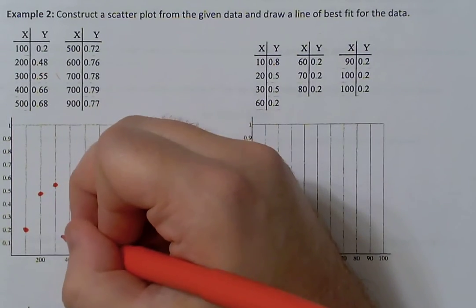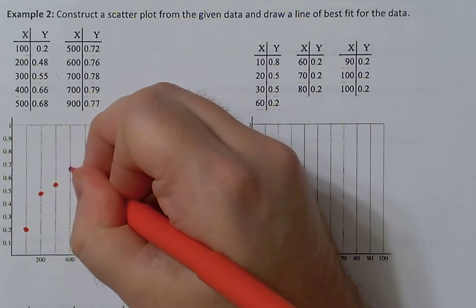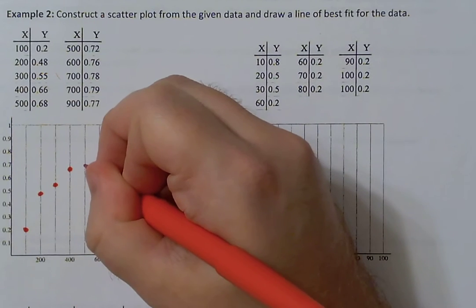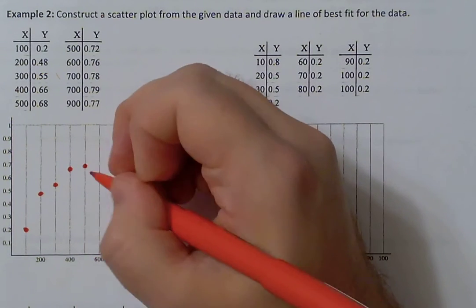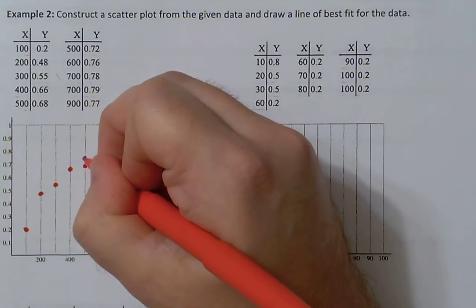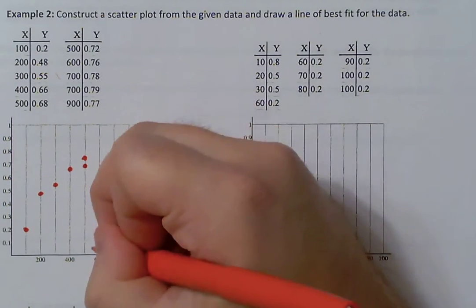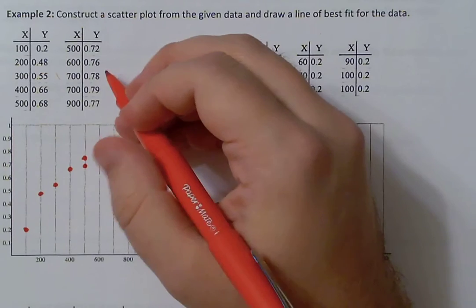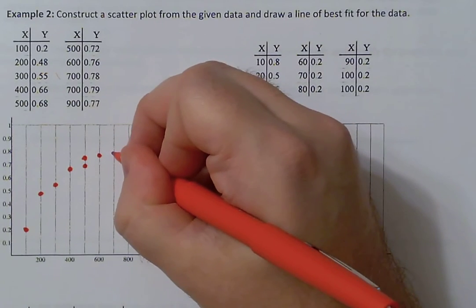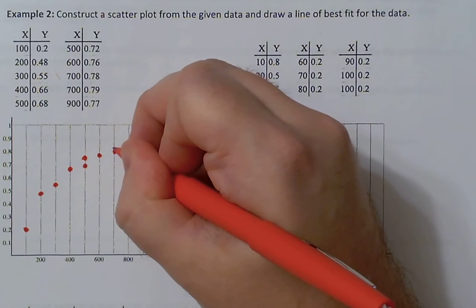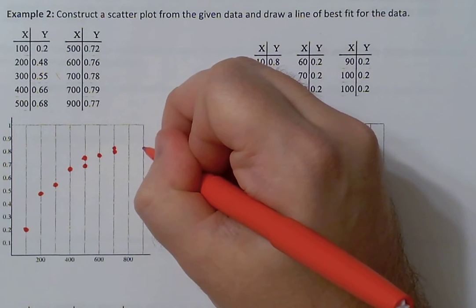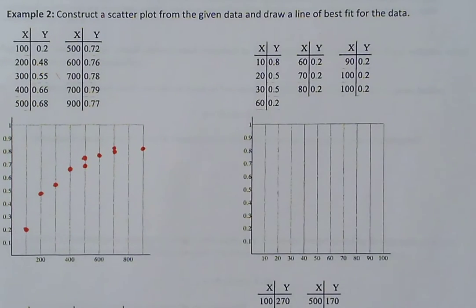400 and 0.66, 500 and 0.68, 500 and 0.72, 600 and 0.76, 700 and 0.78, 700 and 0.79, and then 900 is at 0.77. So I have a scatter plot that looks something like this.